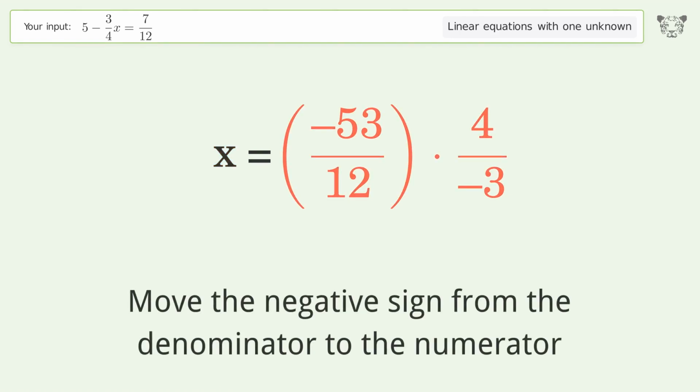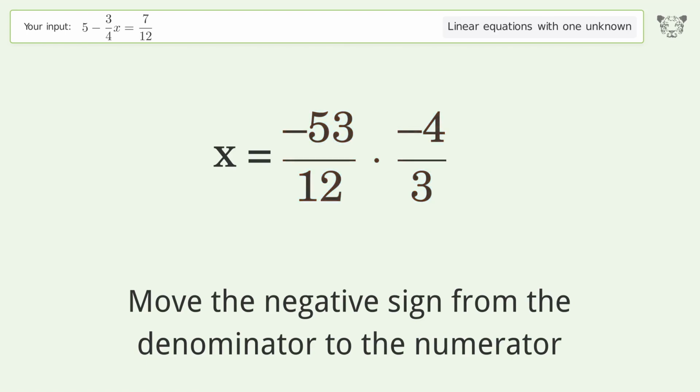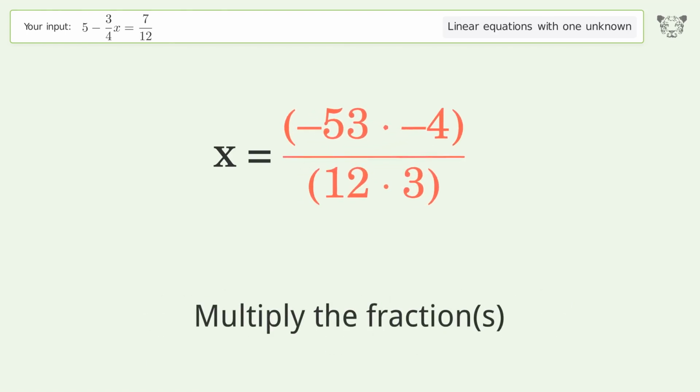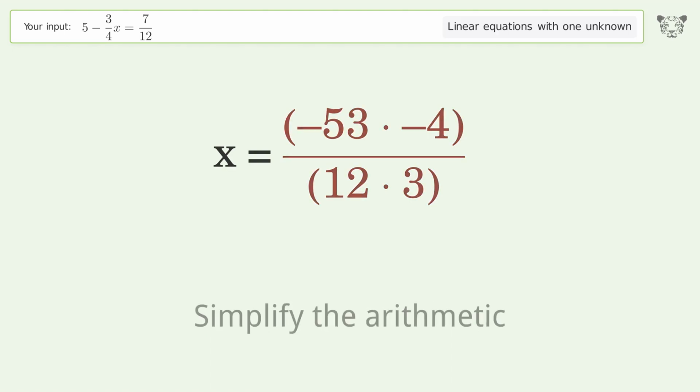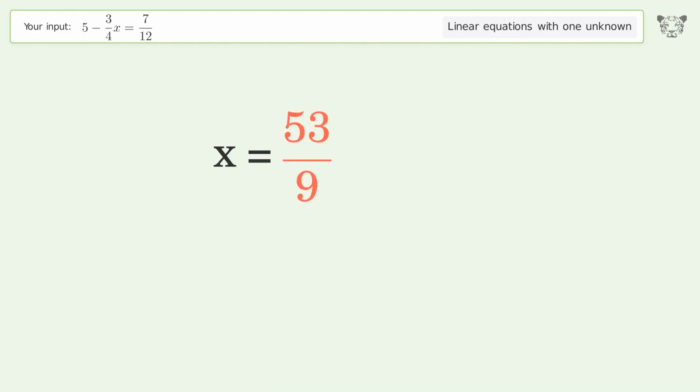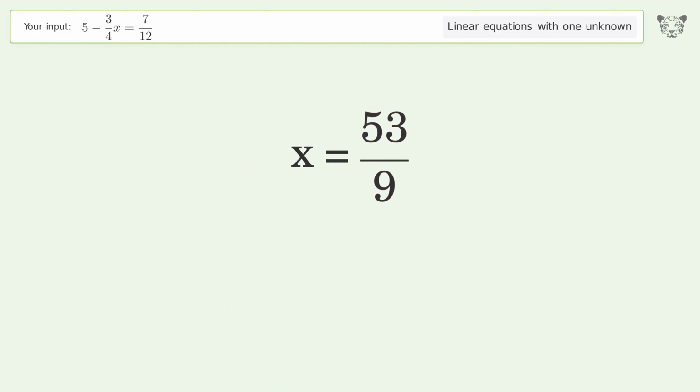Move the negative sign from the denominator to the numerator. Multiply the fractions. Simplify the arithmetic. And so the final result is x equals 53/9.